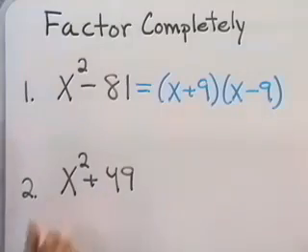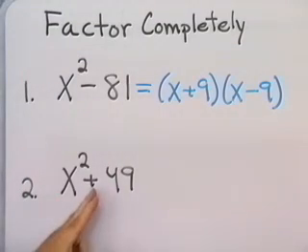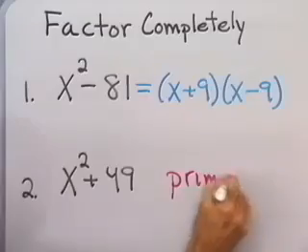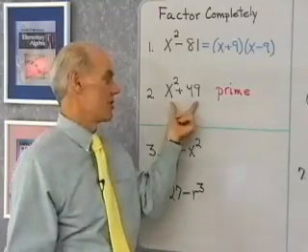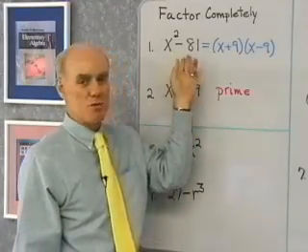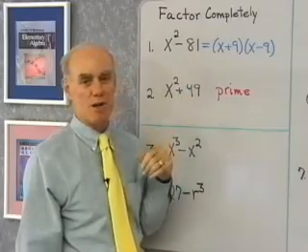Our next problem here is x squared plus 49. That's the sum of two squares. The sum of two squares with real numbers never factors, so we call that a prime polynomial, meaning that it's factored down as far as it can go over the real numbers. So difference of two squares always factors. The sum of two squares never factors.